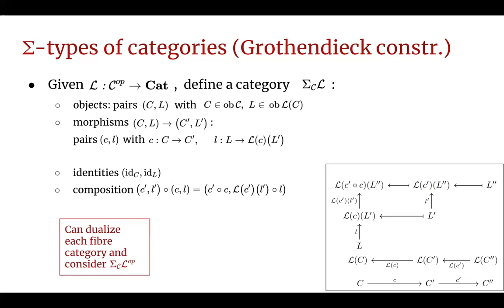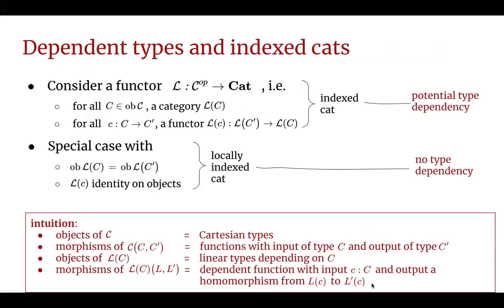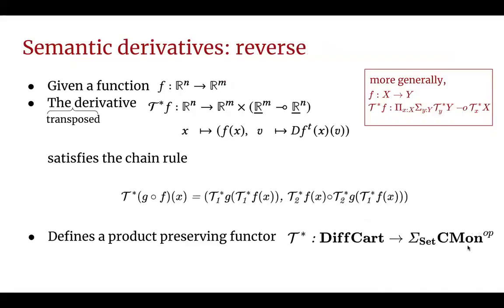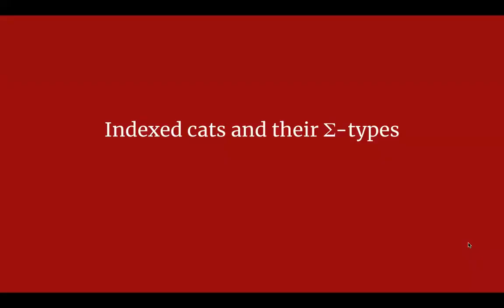Okay, so this is one thing we can do. We can build a sigma type of the category L, but we can also do something else. We can first build another index category out of L by dualizing all the fiber categories, and then take the sigma type of that. And that's going to be the codomain of the reverse derivative, right? That is one of these things where we've upped the category of commutative monoids.